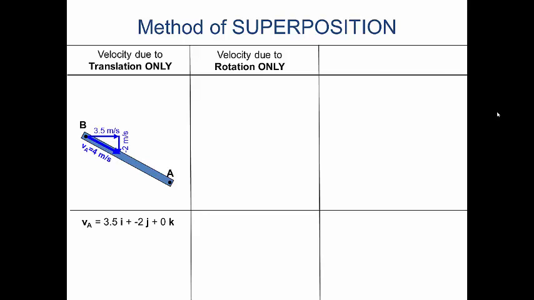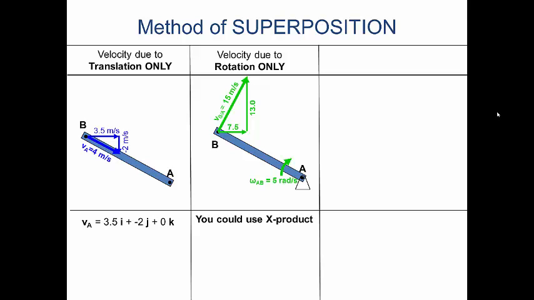The velocity due to rotation only is represented by fixing our rod at point A and characterizing the rotation about that point. So at point B, the velocity at B from the perspective of A is equal to r omega, 5 radians per second, times our radius, which is 3 meters, to give us 15 meters per second. We can then break that into components with 7.5 in the x direction and 13 in the y direction. We could also use the cross product to solve this.